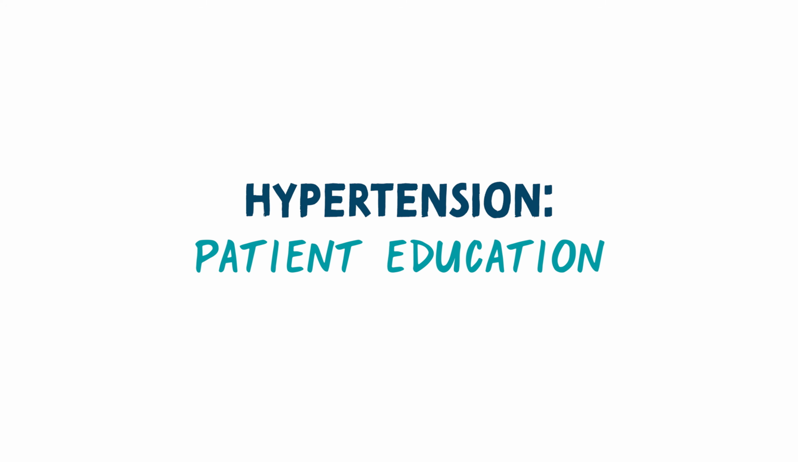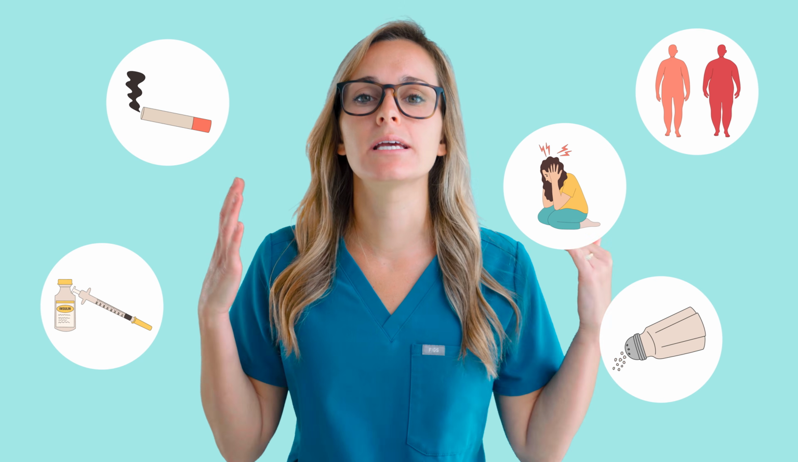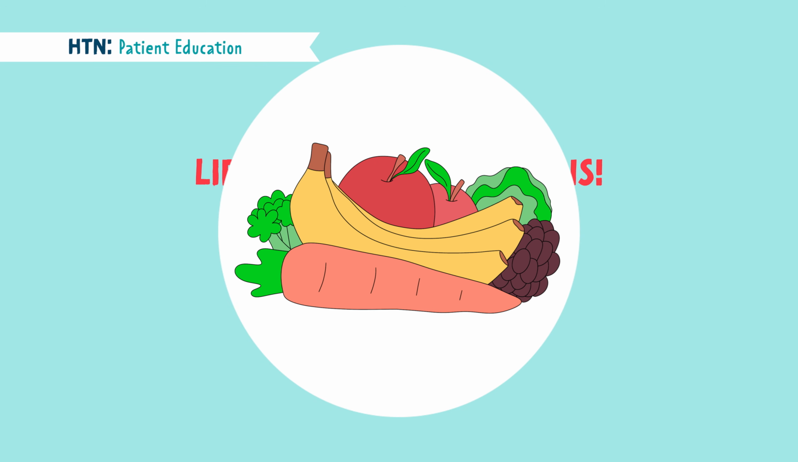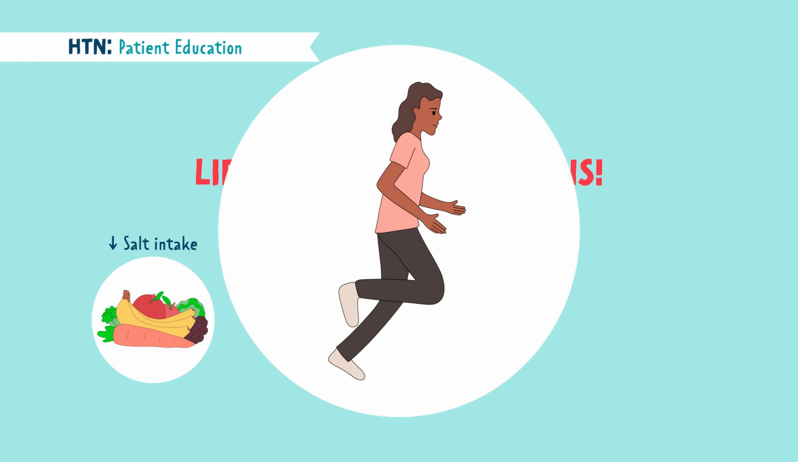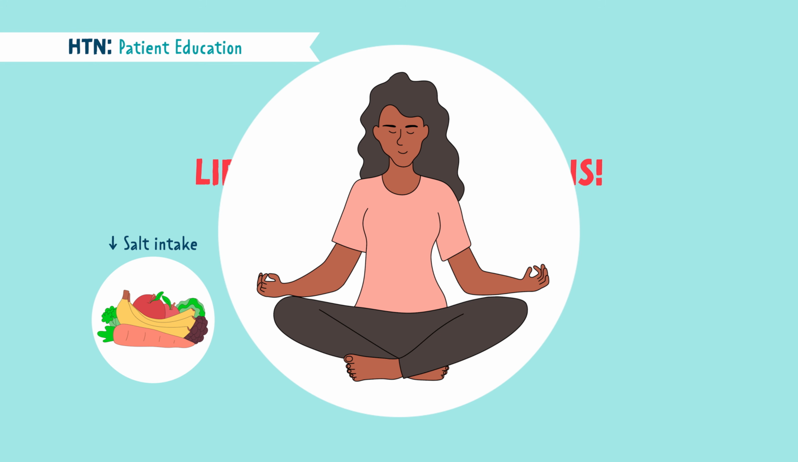When we talk about treatment, we also look at lifestyle changes. As I mentioned before, smoking, high sodium diets, obesity, diabetes, and high stress can all increase a patient's blood pressure. So we encourage our patients to decrease their salt intake or follow a heart-healthy diet. We encourage them to increase their exercise, to stop smoking, and to manage their stress levels.